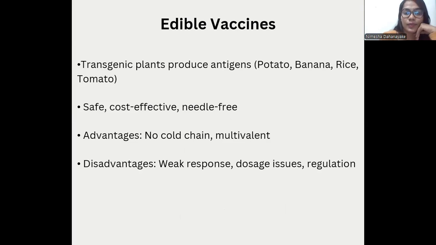Edible vaccines. Did you know we might one day eat our vaccine? This is a new and promising area called edible vaccines. Edible vaccines use genetically modified plants to produce antigens that can trigger an immune response. Examples include potatoes, bananas, rice, and tomatoes.